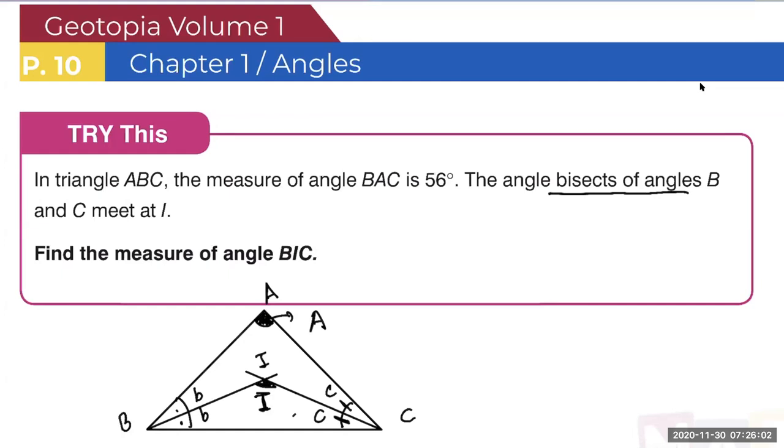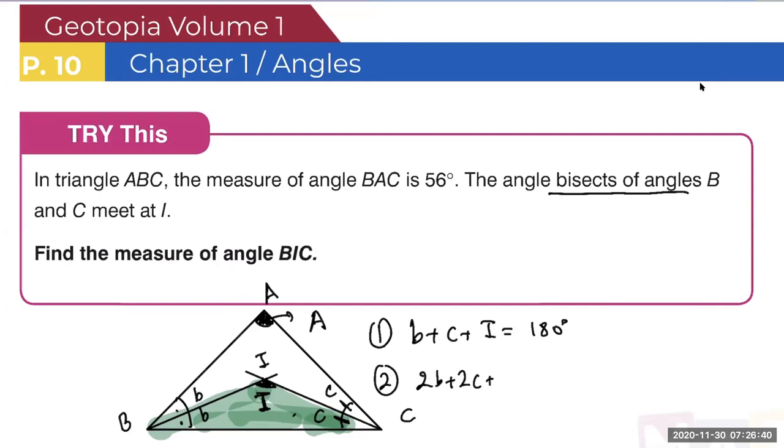So how do we see the starting point of this problem, Ava? Well, you could form two equations because we have a smaller triangle within a bigger triangle. For the smaller triangle, you could say B plus C plus I is equal to 180 degrees. The smaller triangle means this one. And then for the bigger triangle, it would be 2B plus 2C plus 56 degrees is also equal to 180. Oh, this A is already given, right?